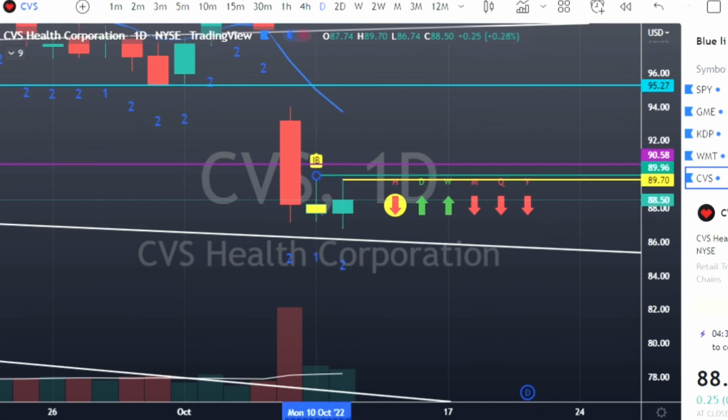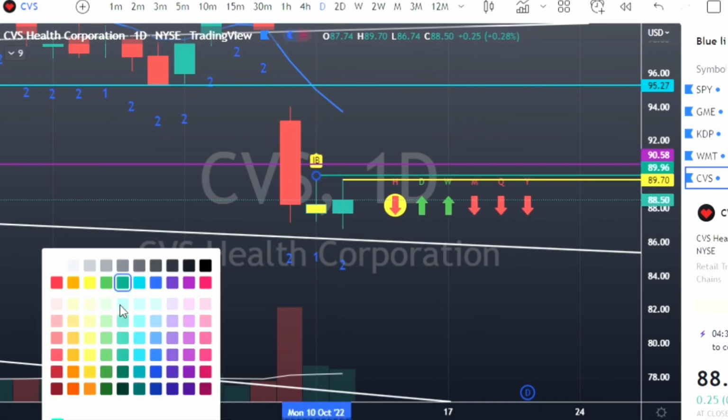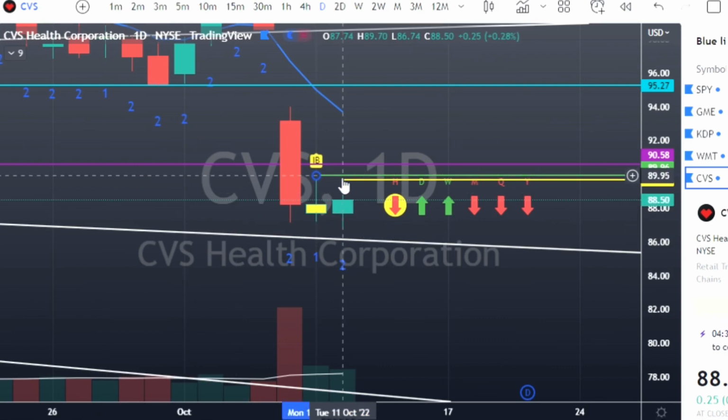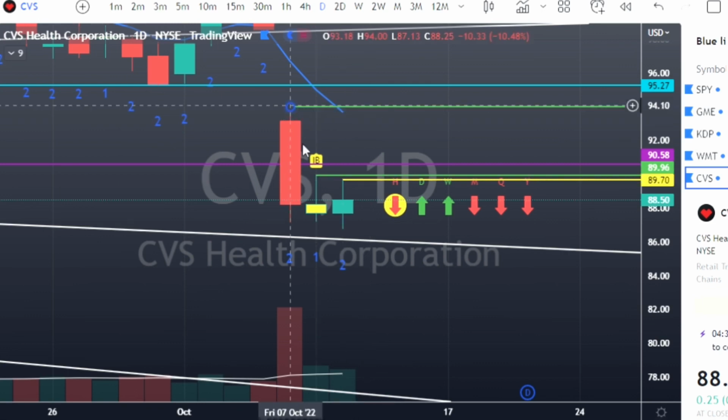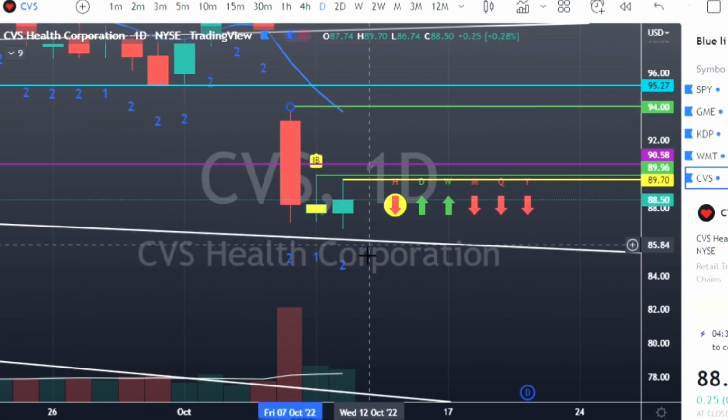And the first target, again, is not great. I like to see a little bit more beef on those, a little bit more magnitude, a little bit more space between the trigger and target, but unfortunately we don't have that. The other thing that I would be cautious of, we are very close to tagging the bottom of this broadening formation, so it's very possible we just continue a downward trend on Wednesday.